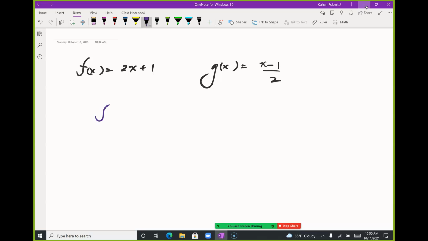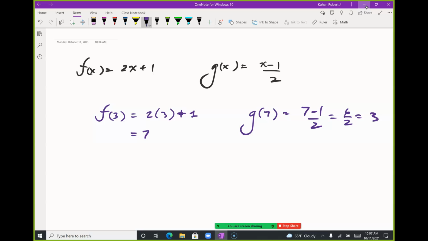Let's put a 3 into f. What do I get? 7. Yes. 2 times 3 plus 1 is 7. So let's put a 7 into g. And I get 7 minus 1 over 2. That's 6 over 2. That's 3. So you see, I started with a 3, went to a 7, then I went into my inverse machine, put in the 7, got back to 3, right?